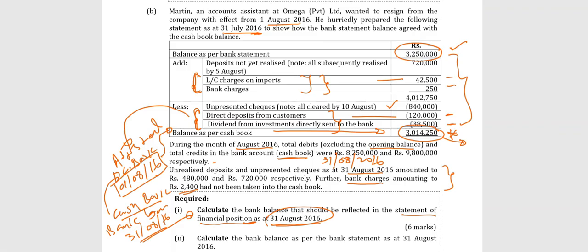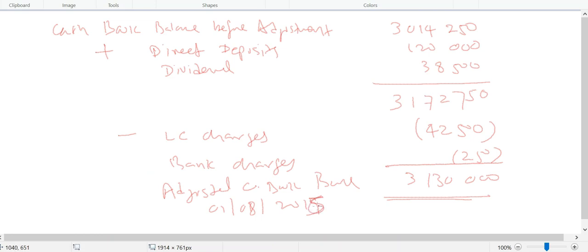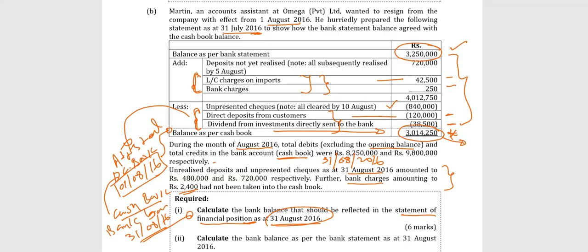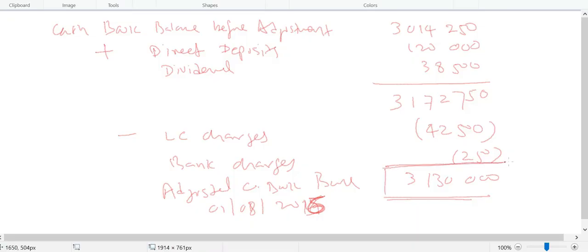Is it 2015 or 2016? Sorry, this should be 2016. Adjusted cash book balance. Now we found out the opening balance 1st August 2016 because the figure given was without cash book adjustments, these two adjustments. So now we have adjusted, we found out the correct adjusted cash book balance should be 3,130,000.